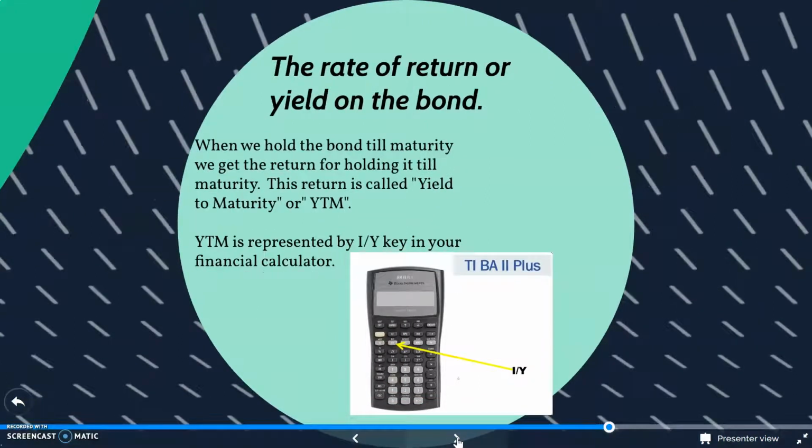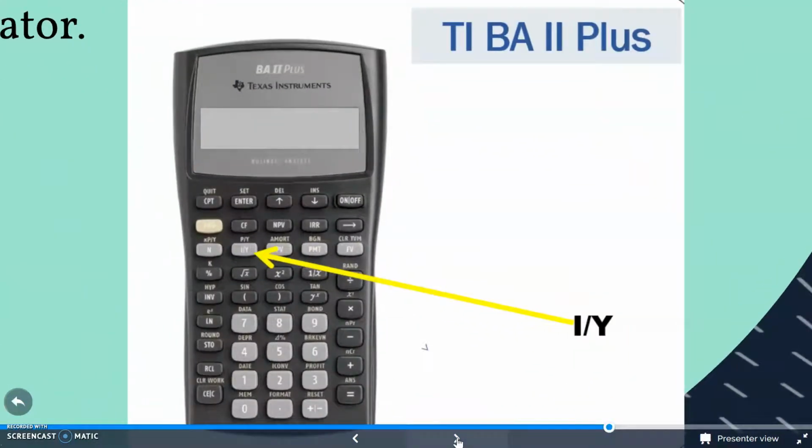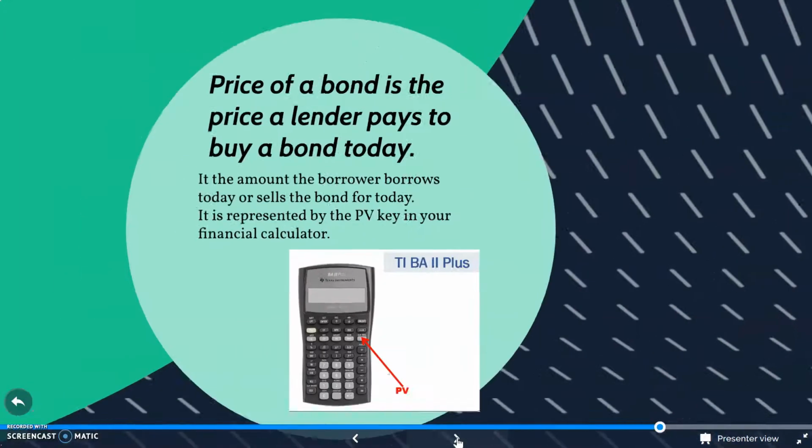The rate of return or yield on the bond. This is nothing but YTM, represented by the I/Y key in your financial calculator. When we hold the bond till maturity, we get the return for holding it till maturity. This return is called yield to maturity or YTM. And this is represented by the I/Y key in your financial calculator.